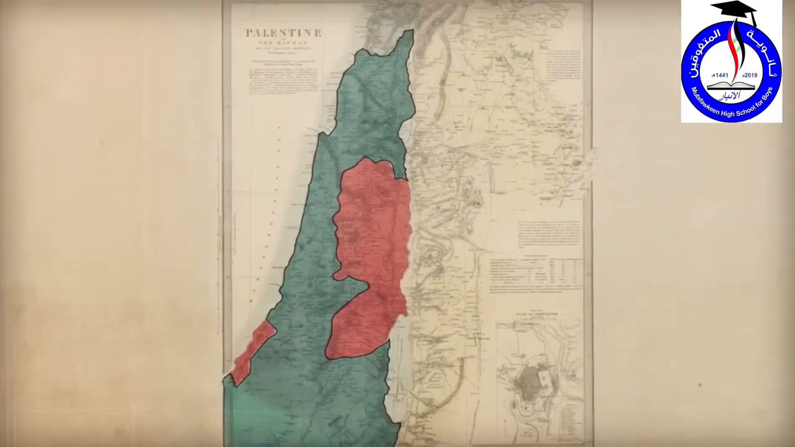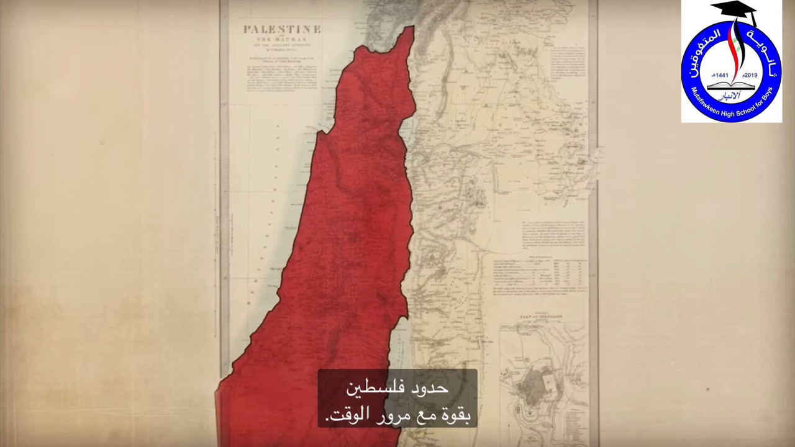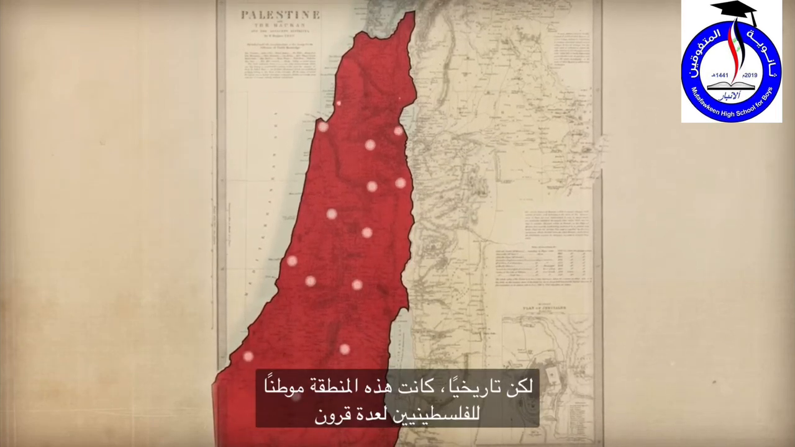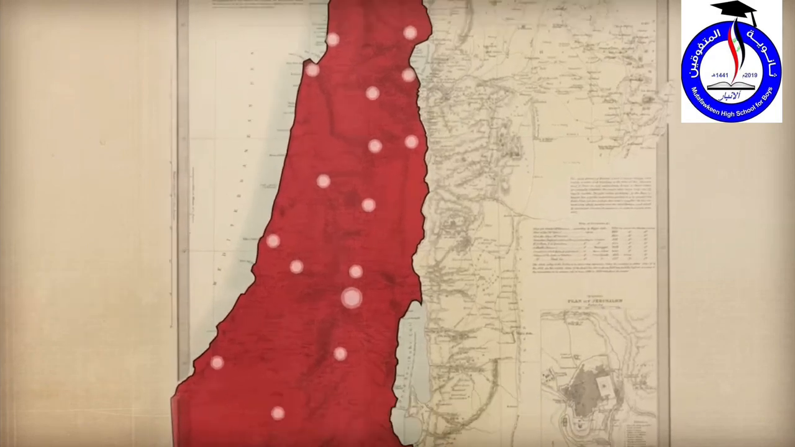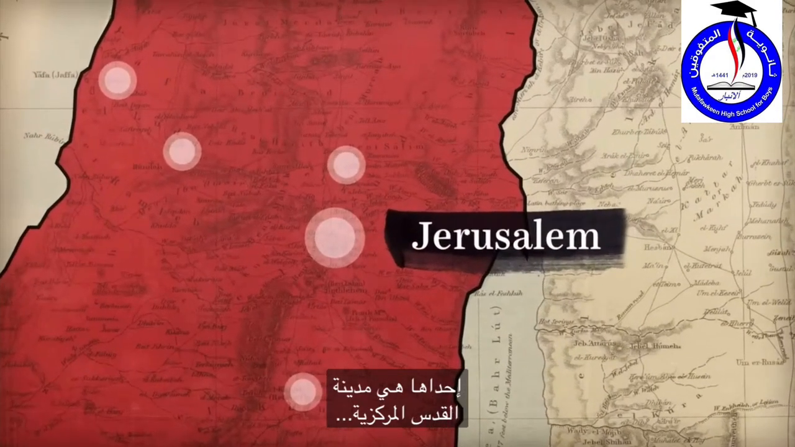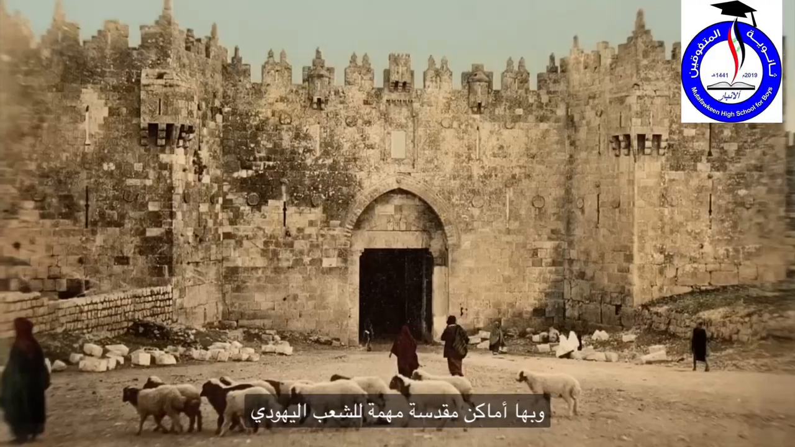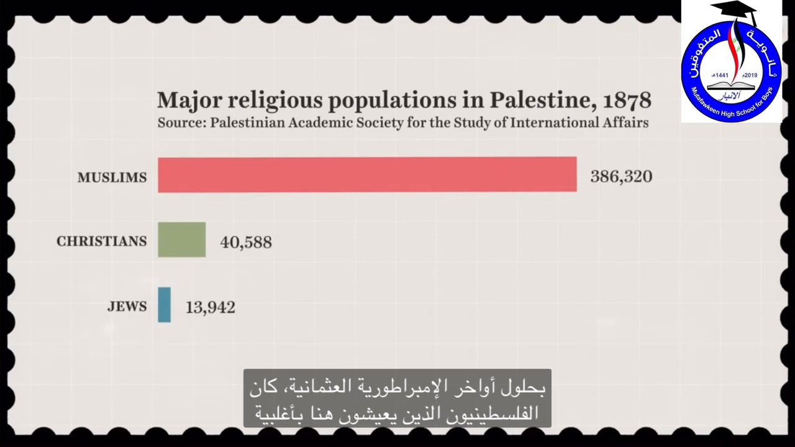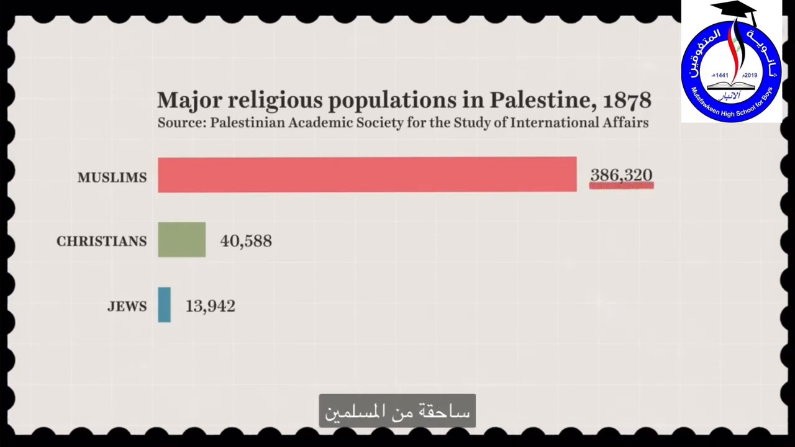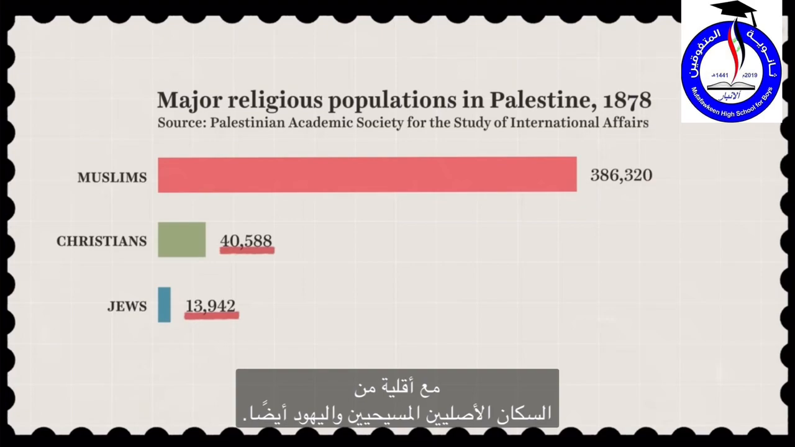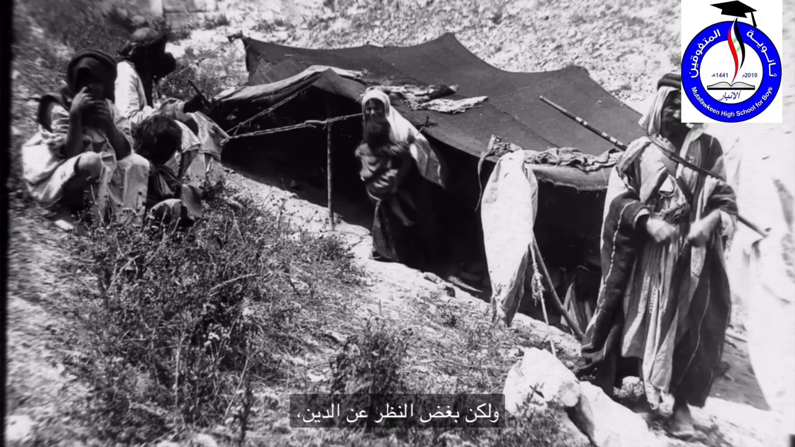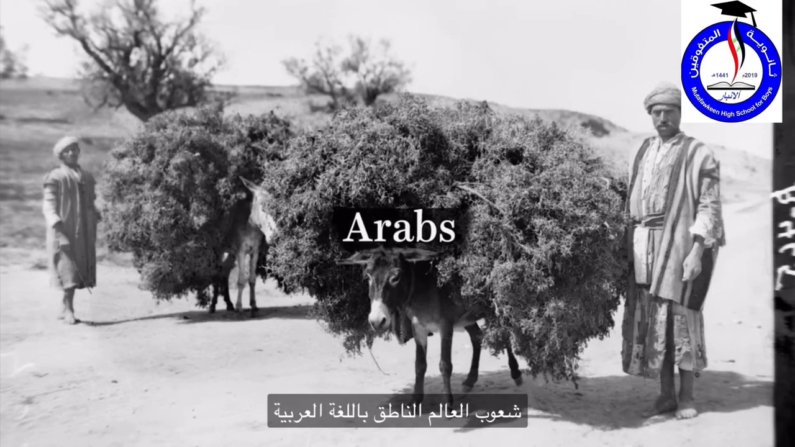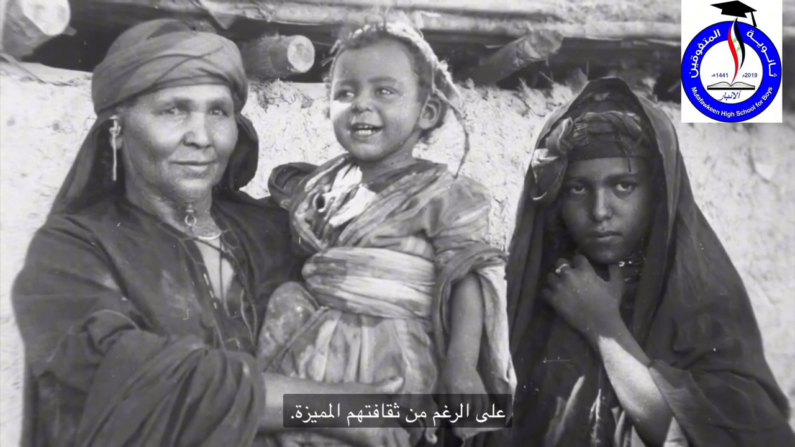of Israel. The borders of Palestine have been changed forcefully over time, but historically, this region has been home to Palestinians for centuries, with hundreds of villages and thriving cities. One of them being the central city of Jerusalem, with holy sites important to Jewish, Christian, and Muslim people. By the late Ottoman Empire, Palestinians living here were overwhelmingly Muslim, with minority Christian and Jewish native populations too. But regardless of religion, Palestinians were often referred to as Arabs, people of the Arabic-speaking world, despite their distinctive culture.